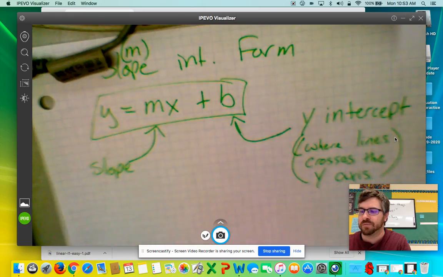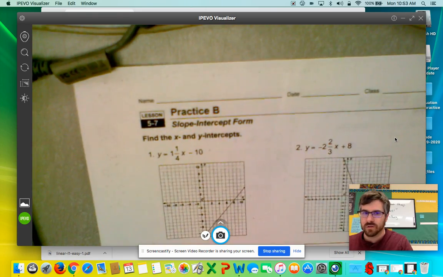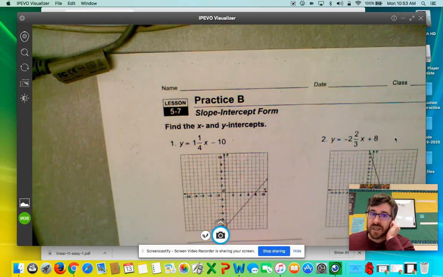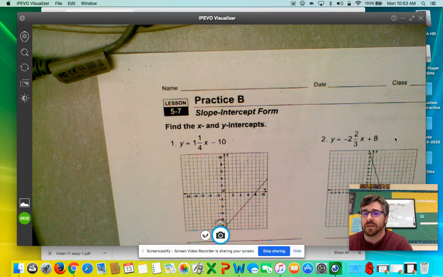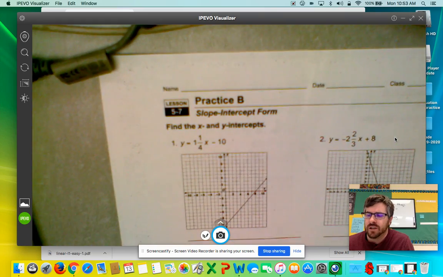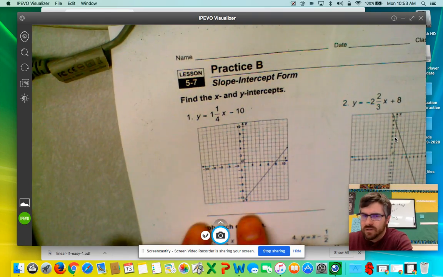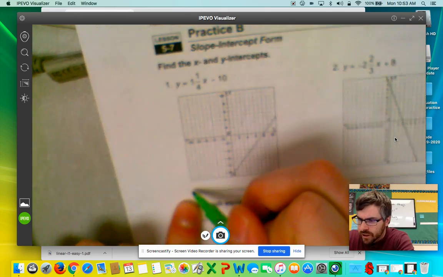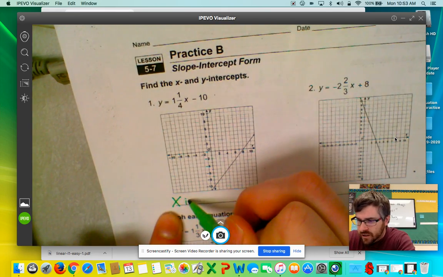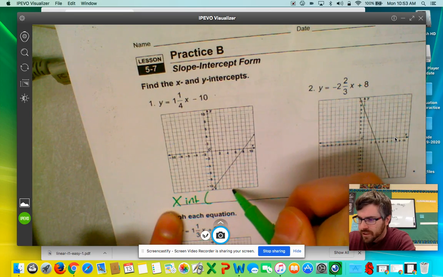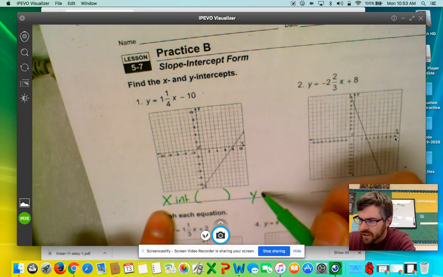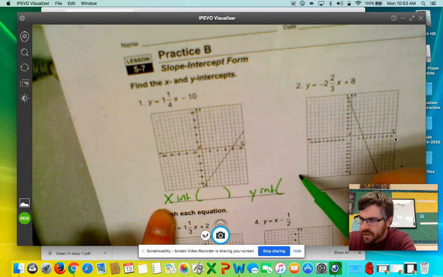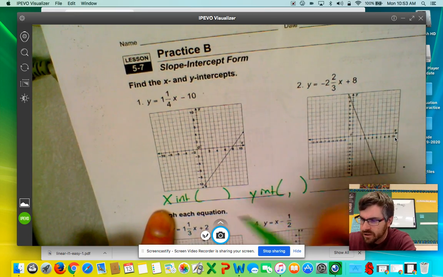So on your assignment, I'm going to do the first one with you. It says find the x, y-intercept. Well, we talked about that. All we need to do is write that in ordered pairs. So down here on the line, I'm going to write x int. We're going to put parentheses, and we're going to write y int. Int is an abbreviation for intercept.